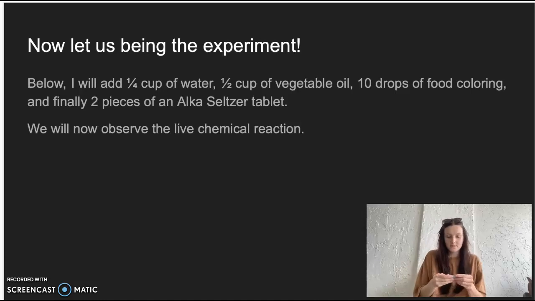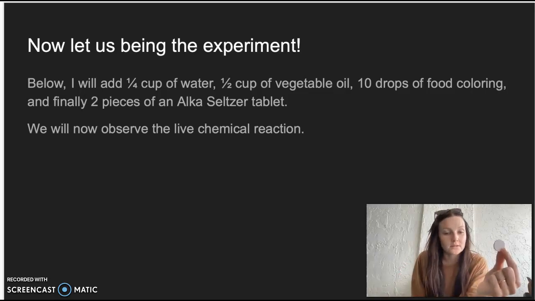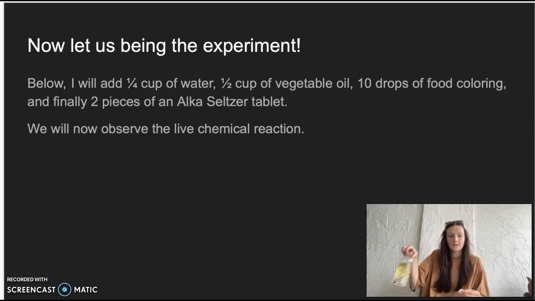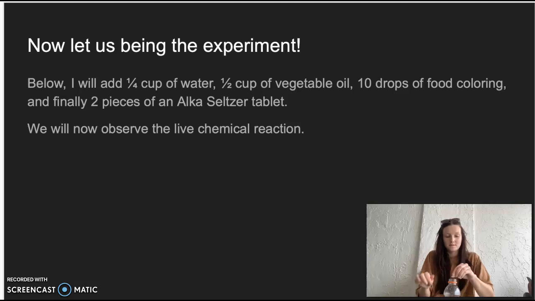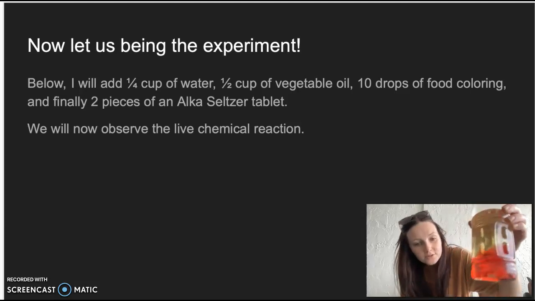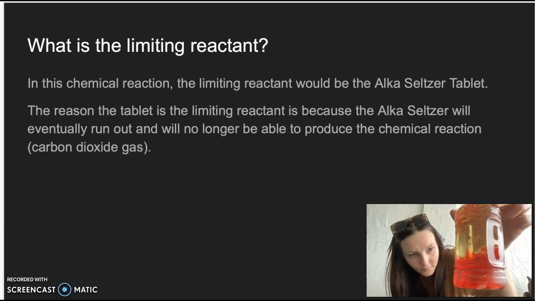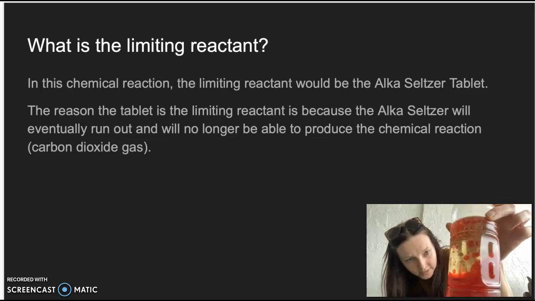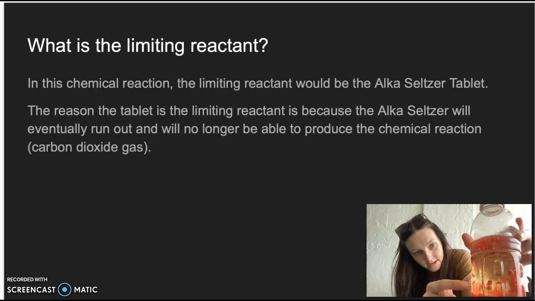Now for the fun part. Take 1 Alka-Seltzer tablet. I'm going to put this right here, and we'll see. So I'm going to break this up into little pieces and slowly drop them in. And as you can see, what's happening is it's creating that lava lamp effect by creating that carbon dioxide gas and pushing all of those molecules upwards.